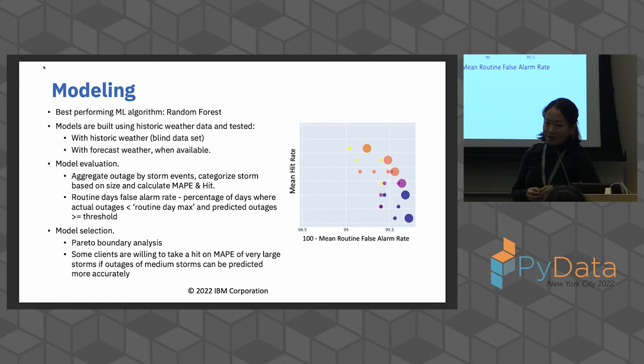And after the first round, we also select the model based on client preference. Some clients may prefer a high hit rate, some may prefer a low false alarm rate, and some may focus on medium sized storms, some on very extreme storms. So based on the client requirements, we do a second round of selection. So this is not done in one step.